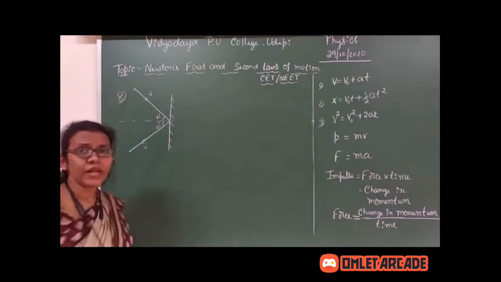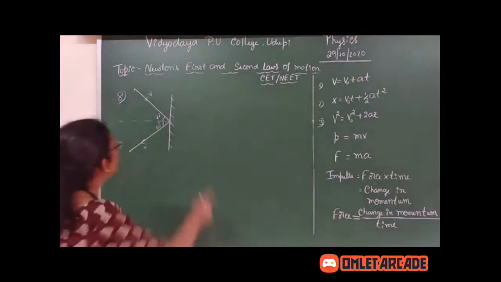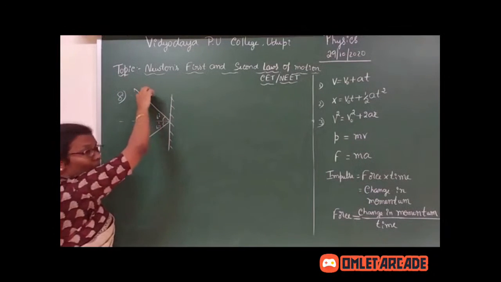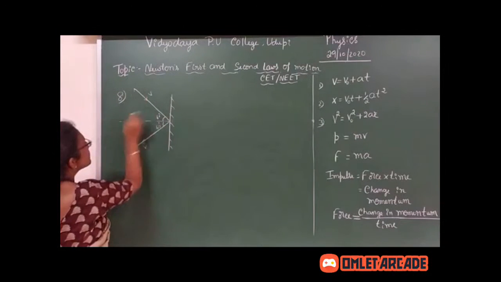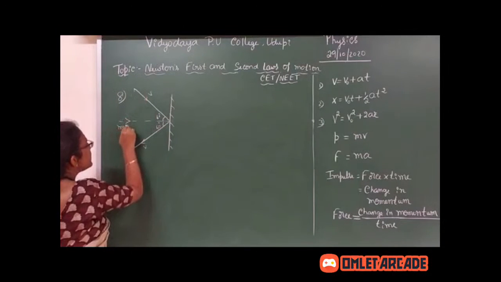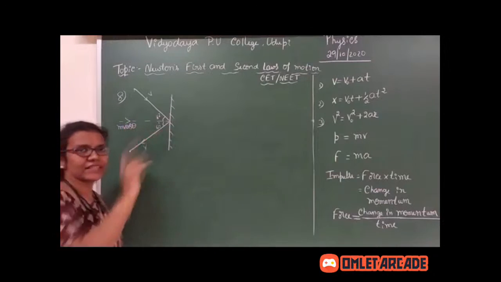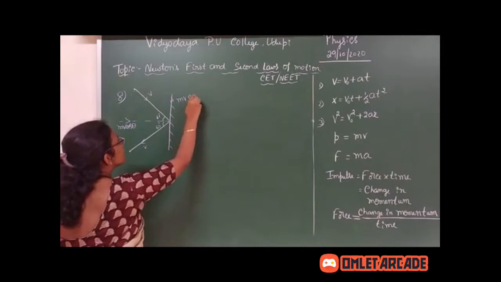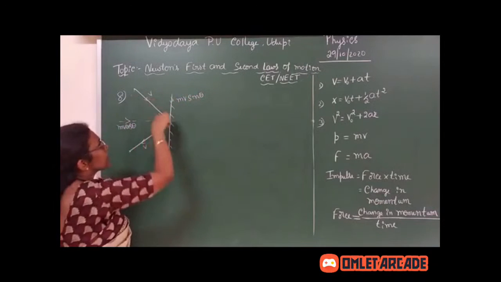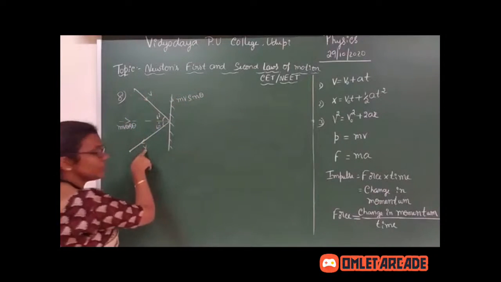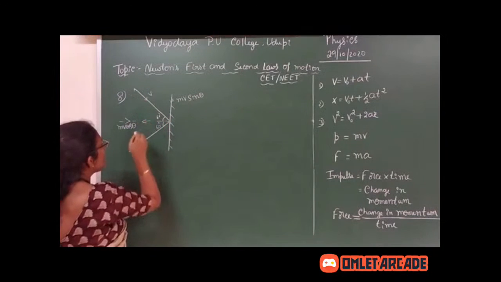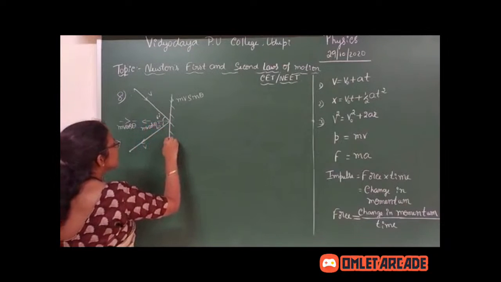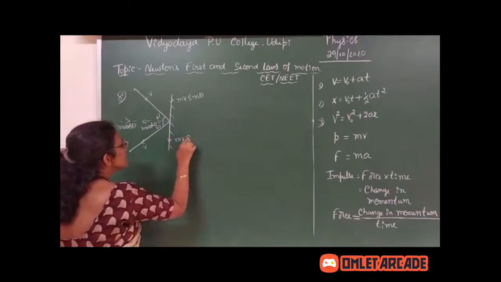We have studied in the motion in a plane the resolution of a vector. It will be resolved into two components. This is v, its momentum is mv. So this side can be written as mv cos theta, where theta is 60 degrees. Similarly, mv sin theta. These are the two rectangular components of v. Similarly, here the two components are mv cos theta and mv sin theta.